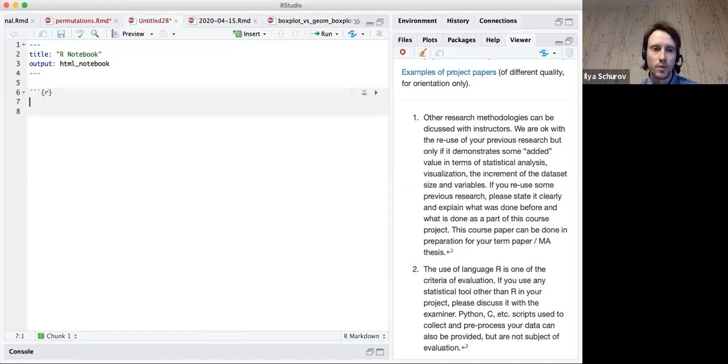So now we have to use a new library that can do these mixed effects models. So let me install it first.